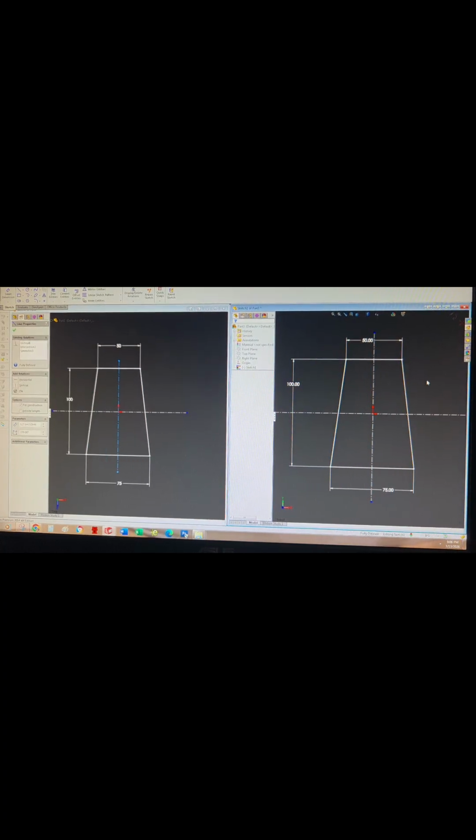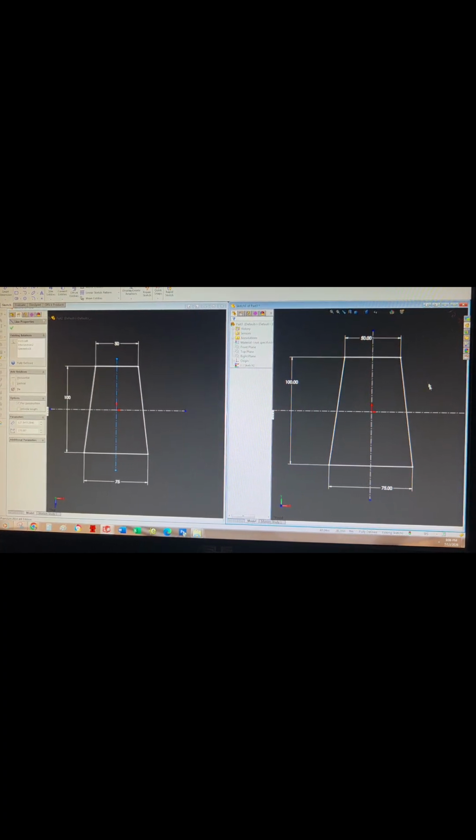So now I have a fully defined trapezoid controlled by two parallel lines, an axis of symmetry that they're both symmetric to, two angled lines that are symmetric to the y-axis, a baseline defined by a dimension of 75 millimeters, and a top line dimensioned to 50 millimeters. Now the trapezoid on the right completely matches the trapezoid on the left.